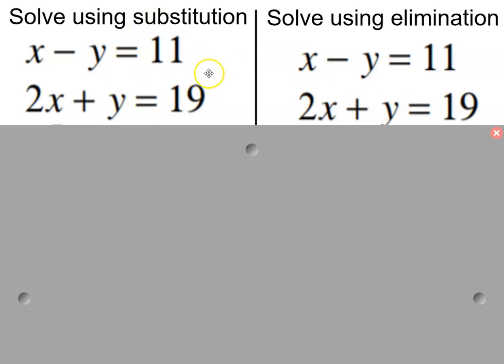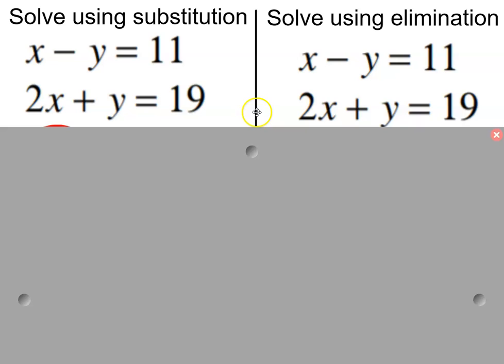If you've got a piece of paper handy, go ahead and copy these problems down. And it says to first solve it using substitution, and then solve the same problem using elimination. We would have done this as a warm-up problem in class. See if you can remember, okay, how do I solve this using substitution? How do I solve this using elimination?